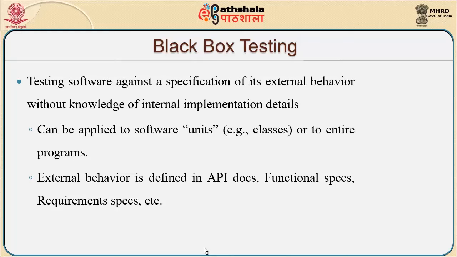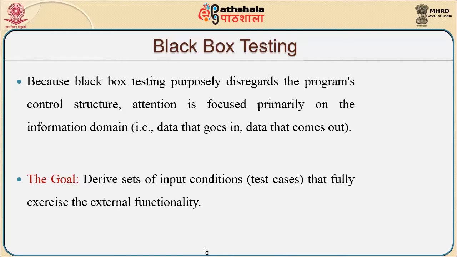To continue with, testing software against a specification is an external behavior. So, we look for the external behavior of a software without understanding the internal knowledge or the implementation details of the software. So, this can be applied for any software units where classes are being defined, and we understand the external behavior primarily by looking at the API documents, functional specs, requirement specs, etc. So, the goal of this black box testing is to derive a set of input conditions that fully exercise the external functionality as specified in the specification document.